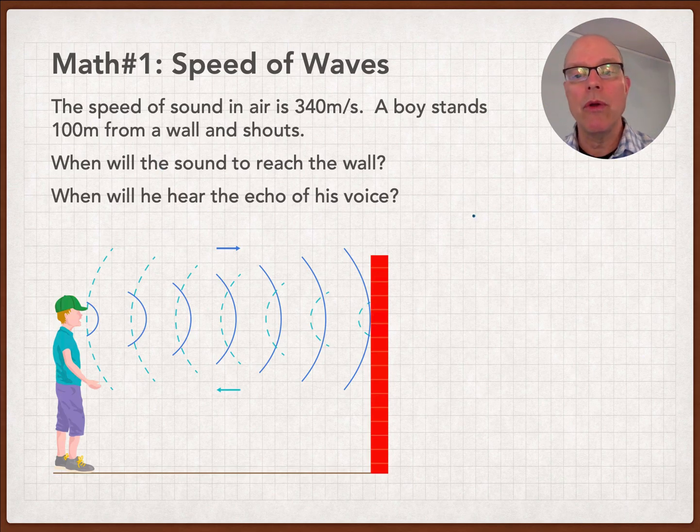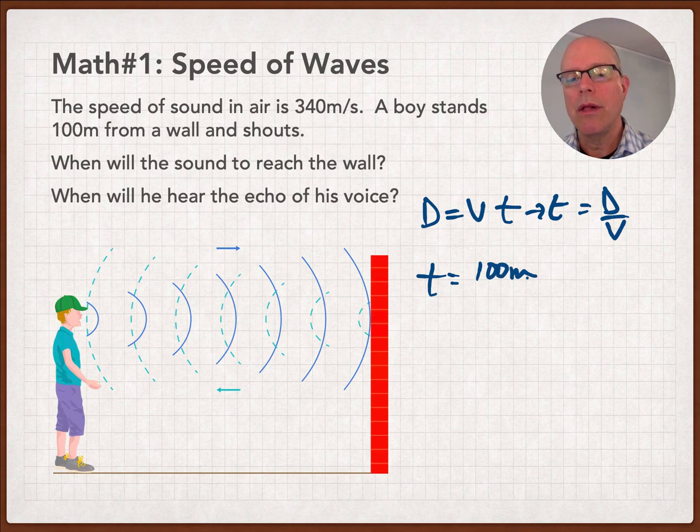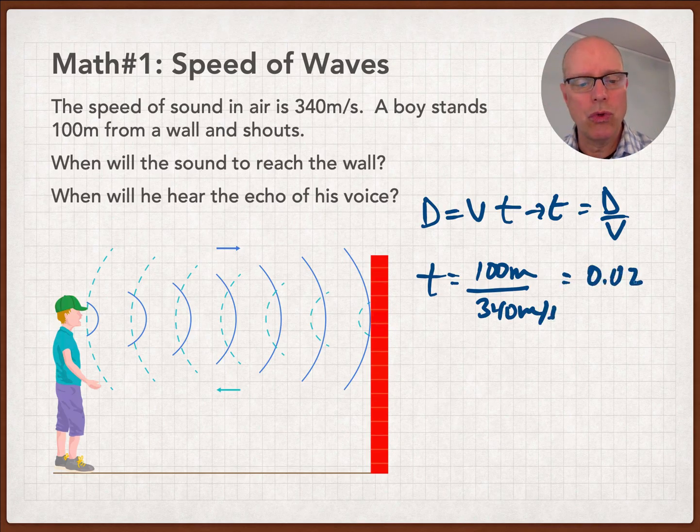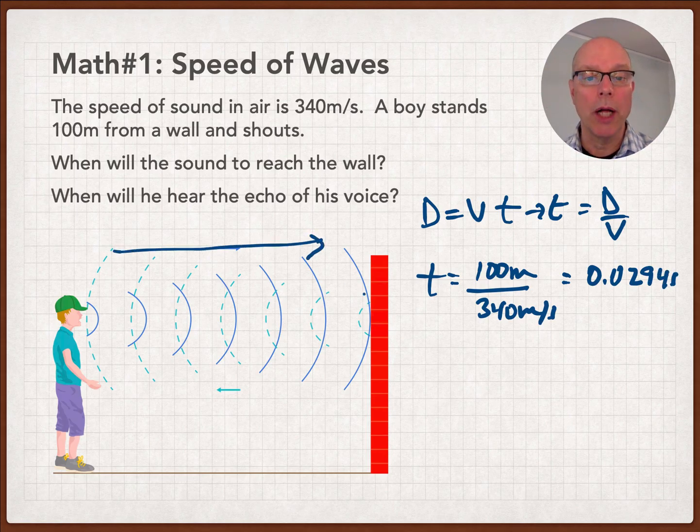Easy, right? Because we know the speed is constant, we can use our constant speed formula, d equals v times t, and just solve that for t. So t will equal d over v, and we'll just write it like this. So d is going to be 100 meters. The v is the speed of sound, 340 meters per second. You do the division, and you get 0.0294 seconds for the time it takes the sound to go to the wall.